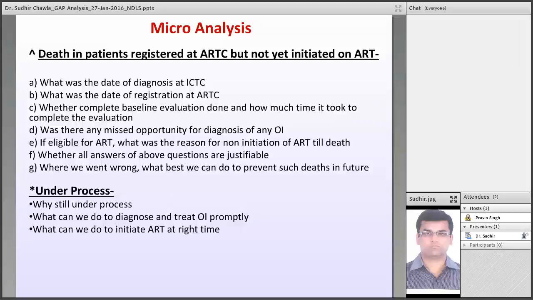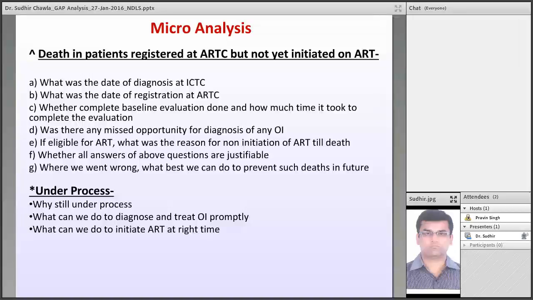Defaulter: similar reasons which we have discussed in the pre-ART cases. On-ART defaulter may be like miss or LFU. The two can be combined in defaulter broadly. So for those who are miss or LFU, we have to look whether telephone tracking was done or not, what was the feedback of telephone tracking, what was the feedback of VHAN, and whether the address shared with the VHAN was correct or not, and what best we can do to decrease such defaulters.